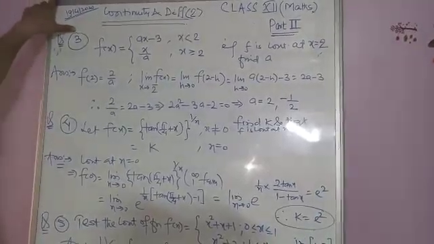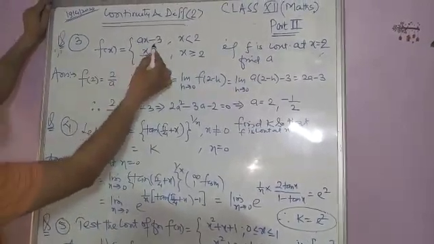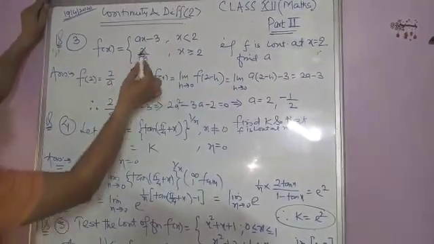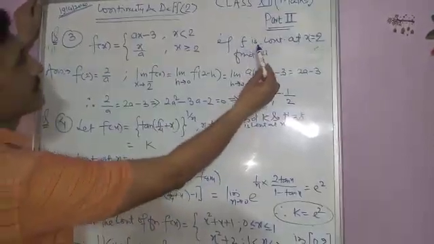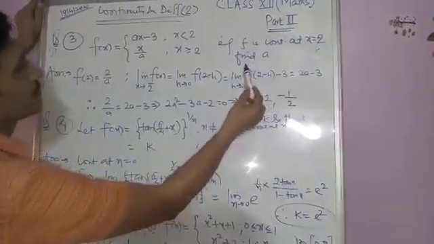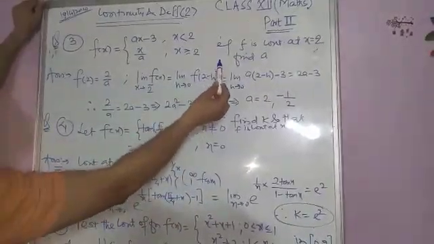Now we take the third question. f(x) equals ax minus 3 for x less than 2, and 2 by a for x greater than or equal to 2. If f is continuous at x equal to 2, find a. Here continuity at x equal to 2 is given.